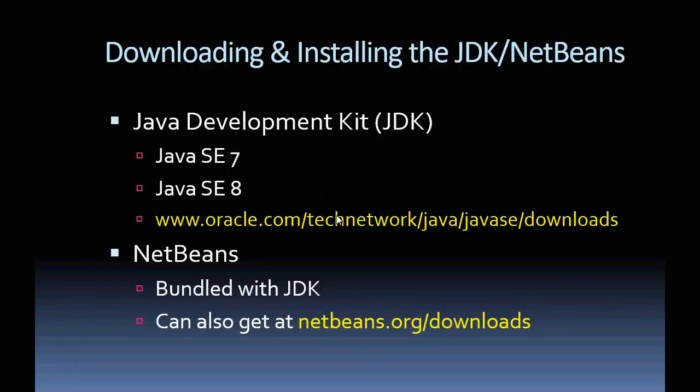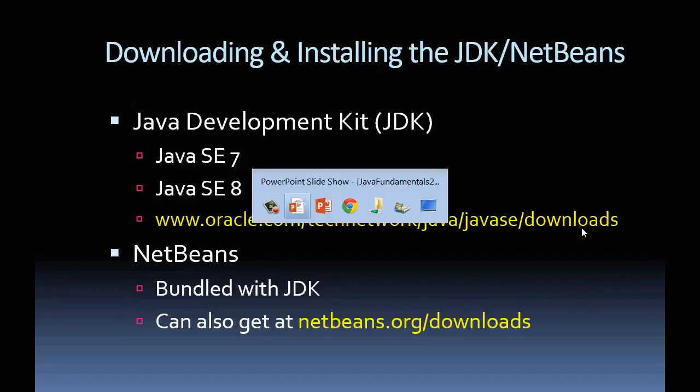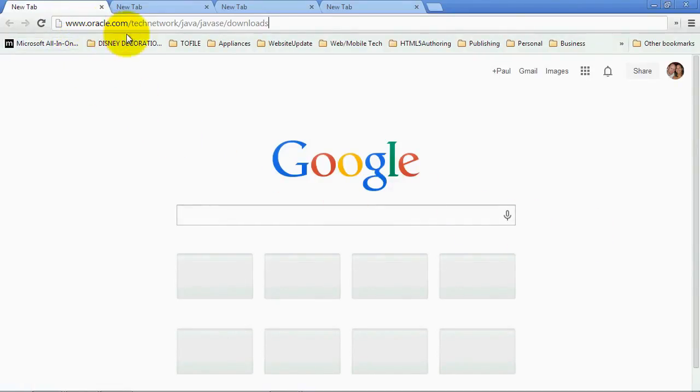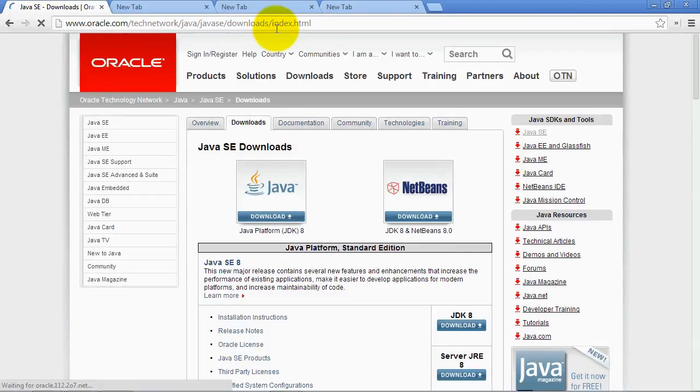The first step in setting up your system for Java development is to install the Java Development Kit, which is available from the URL you see here. So let me go over to a web browser, and as you can see, I've already entered the URL. And when I press enter, it will bring me to the download page for Java on the oracle.com website.